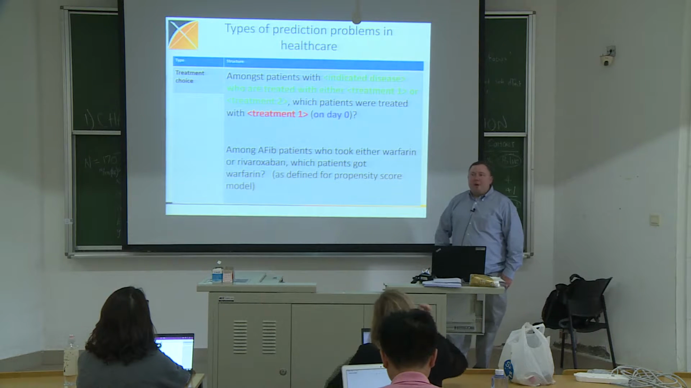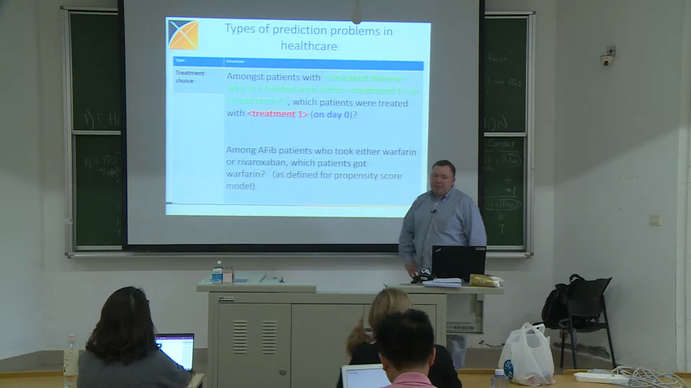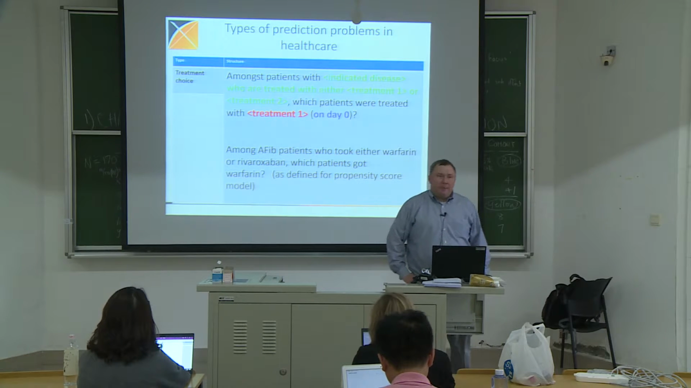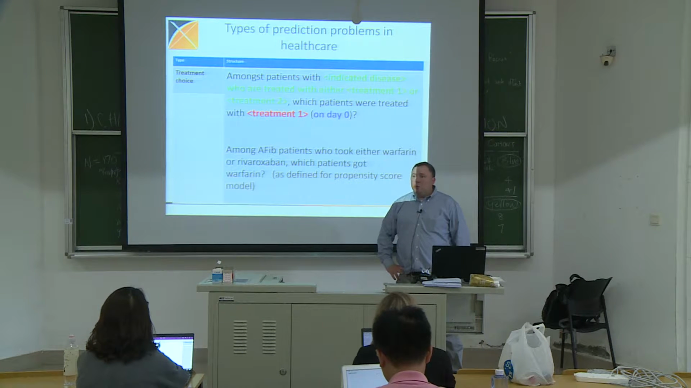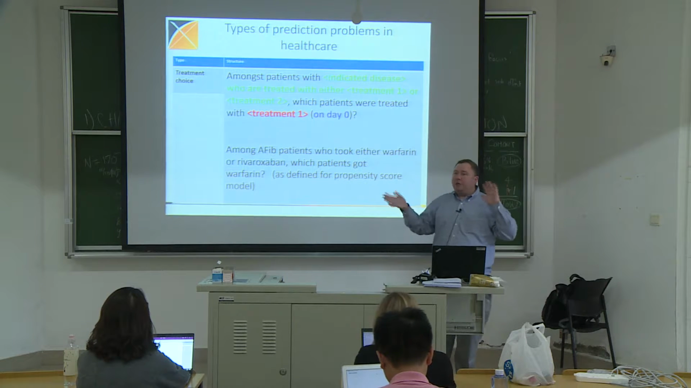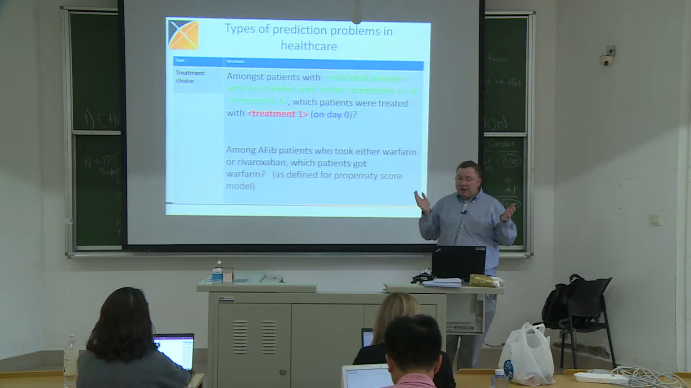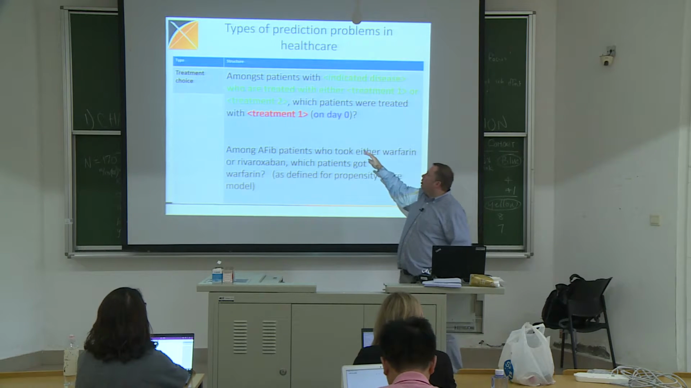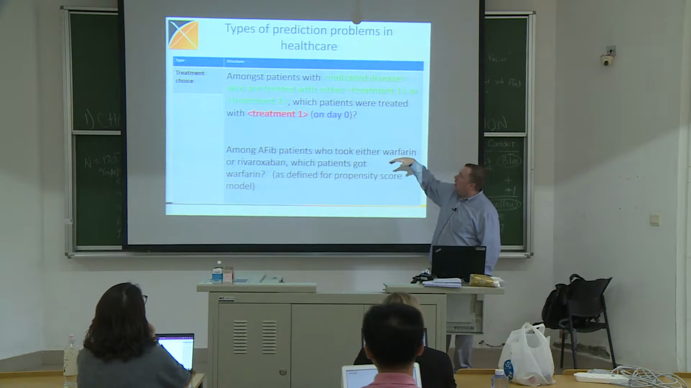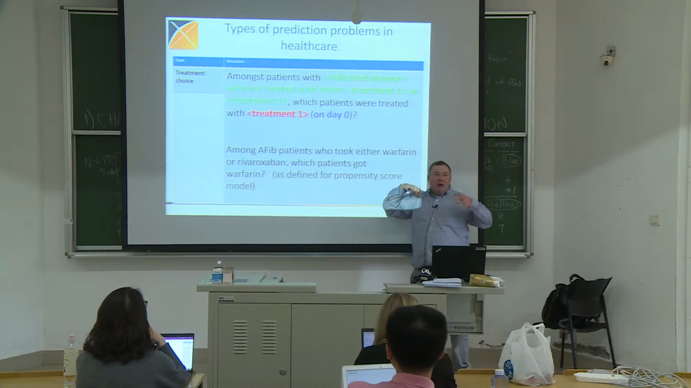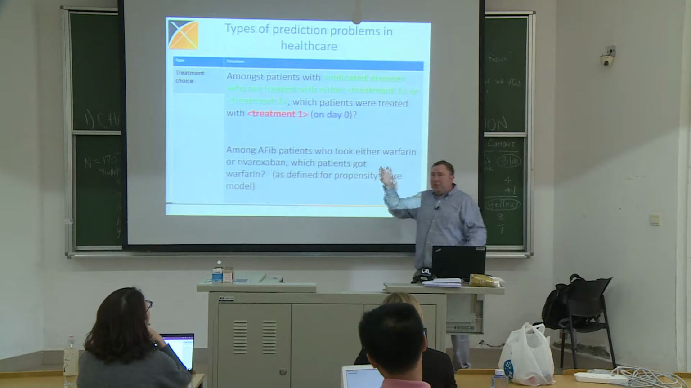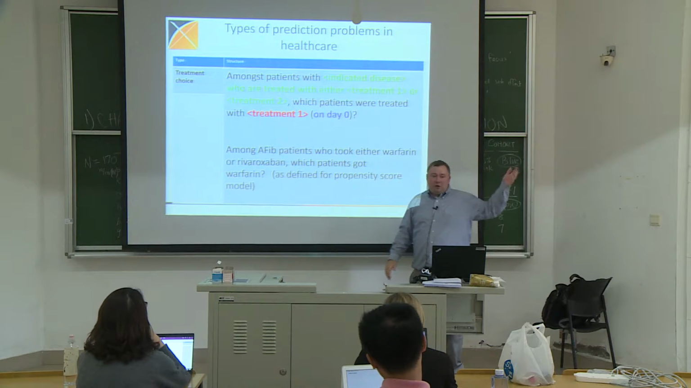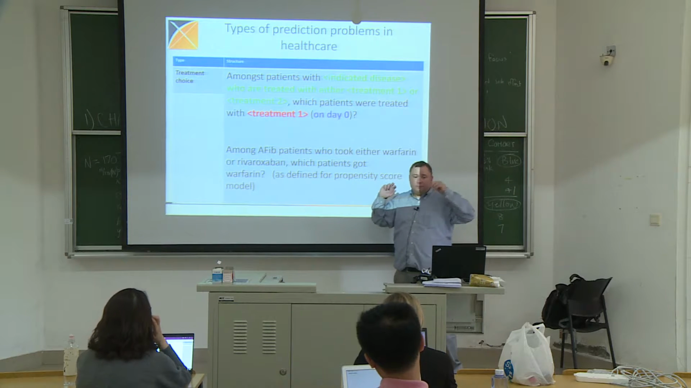A second type of prediction question that we commonly see in healthcare is about treatment choice. So there will be circumstances where, for a given situation, there may be two options of treatments that one could consider. And the prediction problem can be specified in the following way. Amongst patients who have the indicated disease, which patients are treated with treatment 1 versus treatment 2?